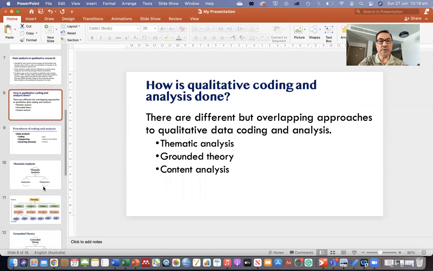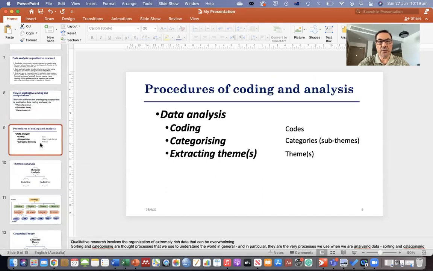So it's very important to know about these three different approaches, their similarities and their differences, and in particular, the systematicity of using each approach is very important. In other words, if you are using thematic analysis, it's important to stick to a specific terminology using that, or in grounded theory and content analysis as well.